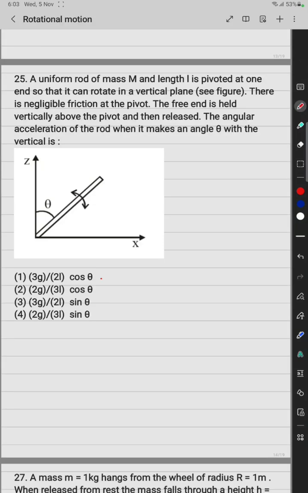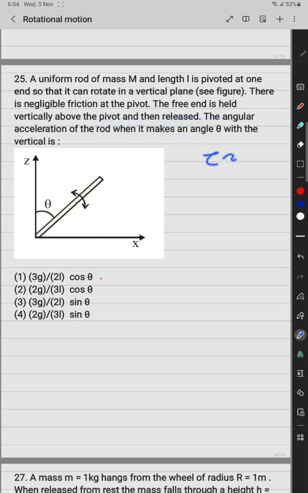A uniform rod of mass m and length L is pivoted at one of its ends so that it can rotate in a vertical plane. It is pivoted about this end, and there is negligible friction. The free end is held vertically initially, and then released. The angular acceleration of the rod when it makes angle theta.